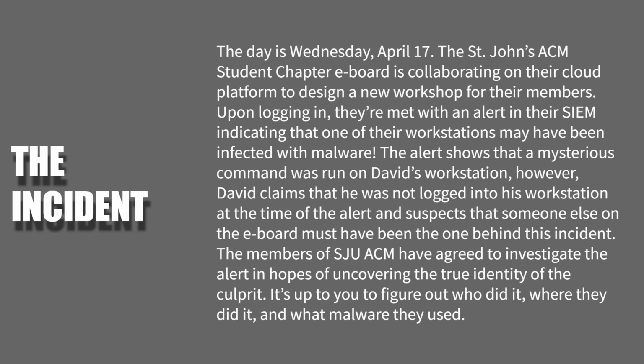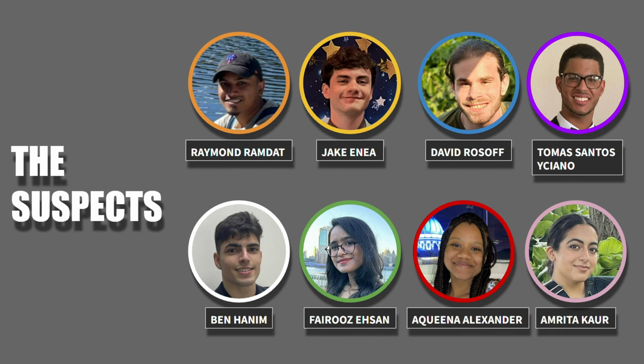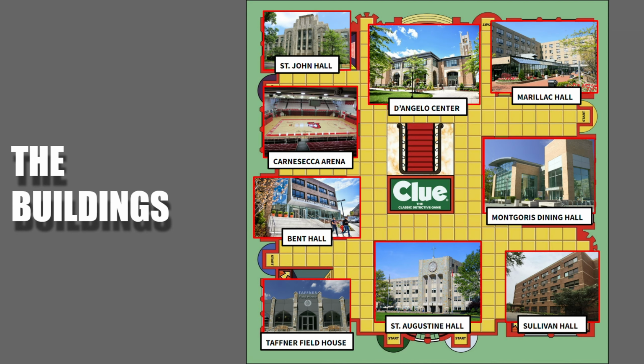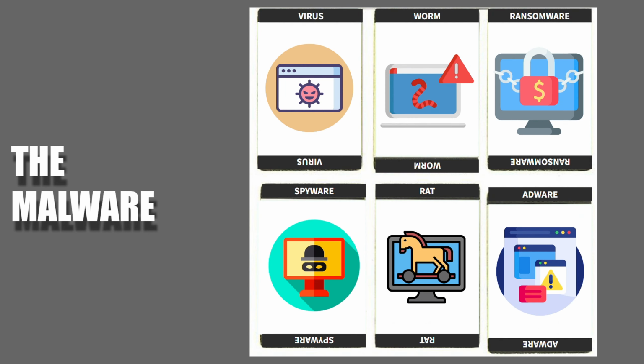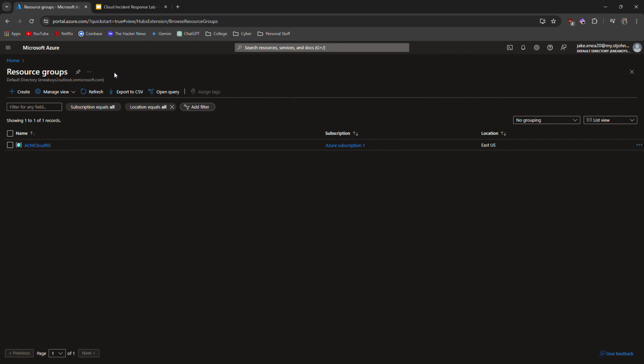The members of SJU ACM have agreed to investigate the alert in hopes of uncovering the true identity of the culprit. It's up to you to figure out who did it, where they did it, and what malware they used. Similar to last time, our suspects are all of the members of the SJU ACM eBoard, and all of the buildings are the same. As we'll see, this time the buildings are separated based on subnets in the cloud environment that we'll be able to work with. And all 6 malware options are the same as last time as well.